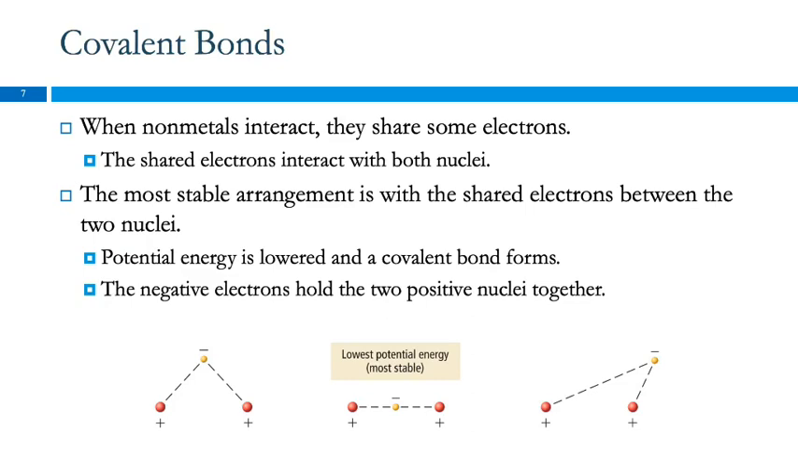So the covalent bonds are sharing of electrons. So the shared electron interacts with both nuclei. And so the most stable arrangement is where the electron is between the nuclei, right? Because here you've got maximum attraction for each nucleus. Here you're further apart and you've got less attraction. So this is the most stable. And over here, this is rather unstable. The electron's really far away from this one. So the potential energy gets lowered by this sharing of electrons. That shared electron attracts the nuclei to each other and holds them together.